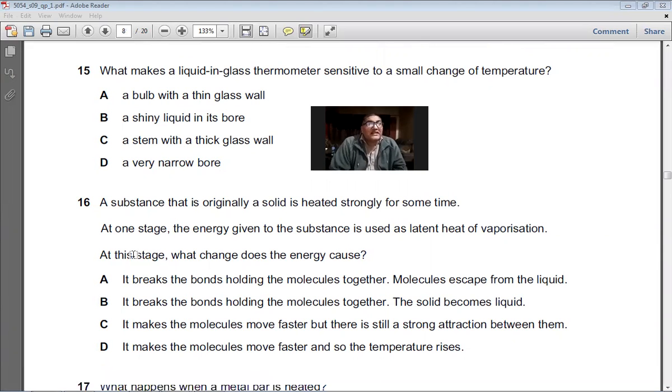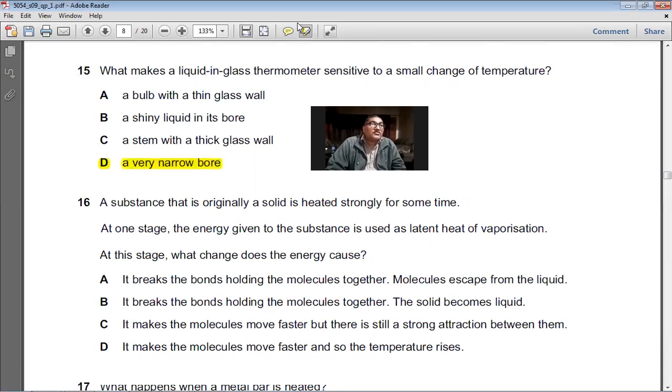What makes a liquid in glass thermometer sensitive to a small change of temperature? A bulb with a thin glass wall? No. A shiny liquid in its bore? No. A stem with a thick glass wall? No. A very narrow bore?